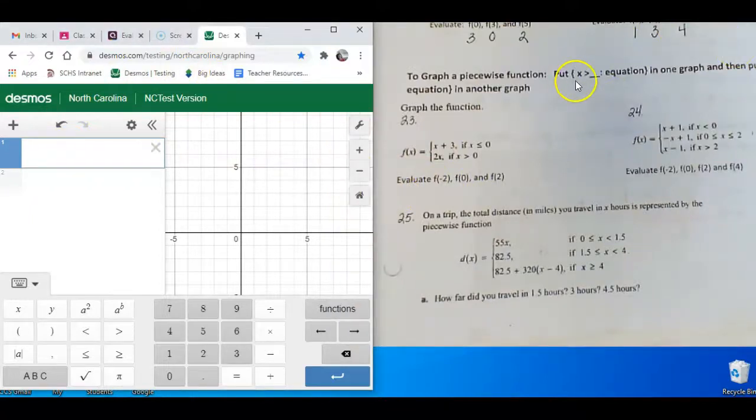So you start off by putting these little bracket things, and on the keyboard, it's beside the P. So there's the bracket. Then you put X is greater than, and you put the equation, X plus 3.